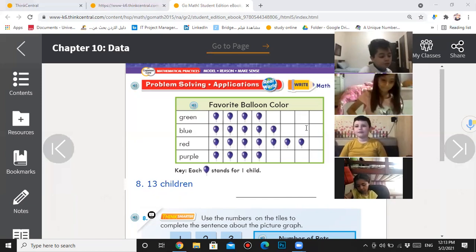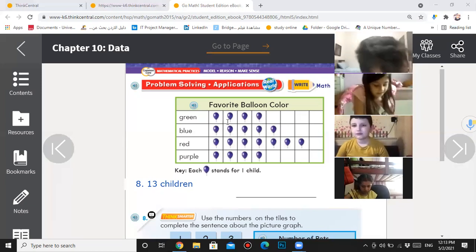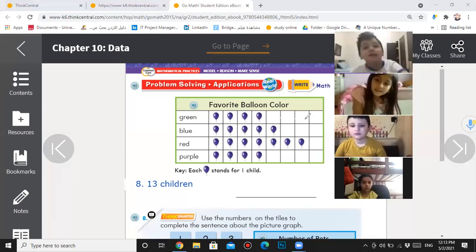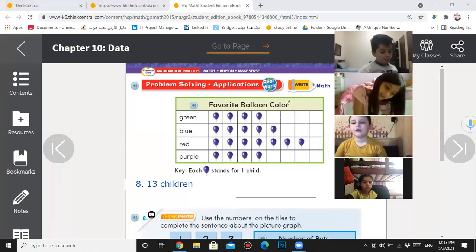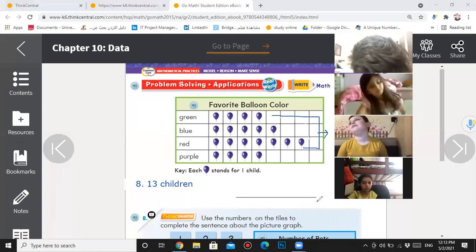Okay, guys, which three colors were chosen by children for a total of 13 children? We should add any three colors you want, and the sum, or the total, equals 13. Okay? We're going to try. For example, we're going to try the first three. Let's try to add green, blue, red, yellow.